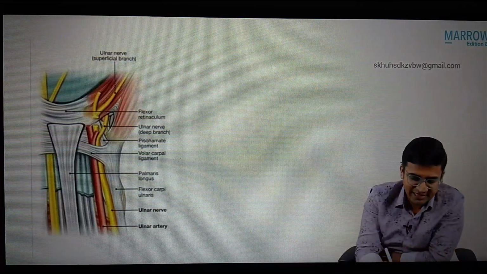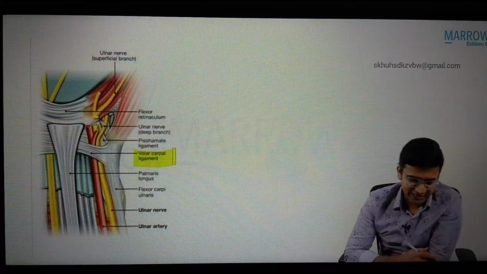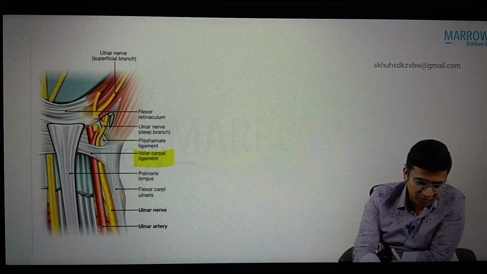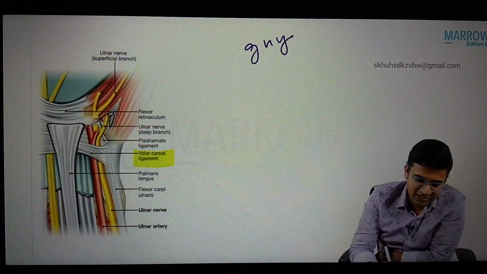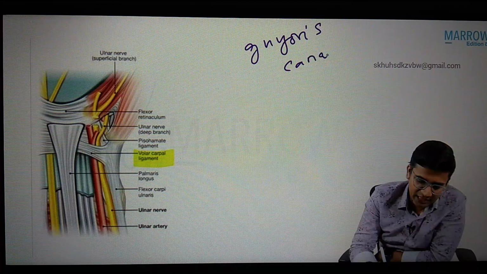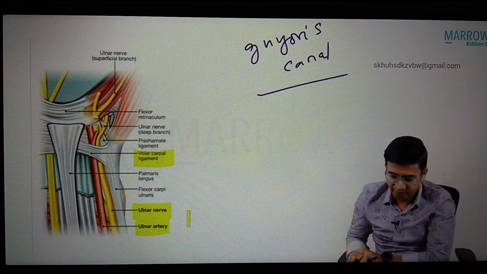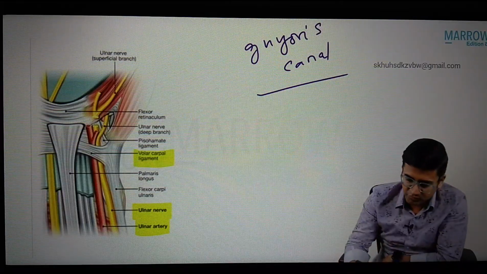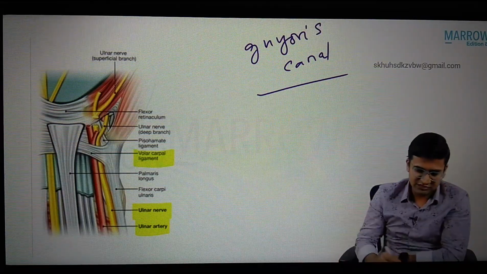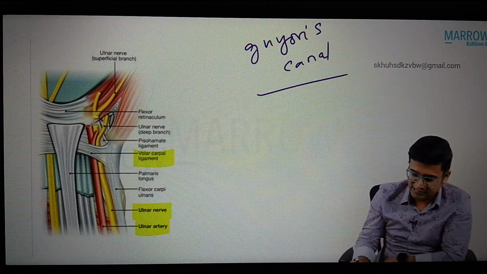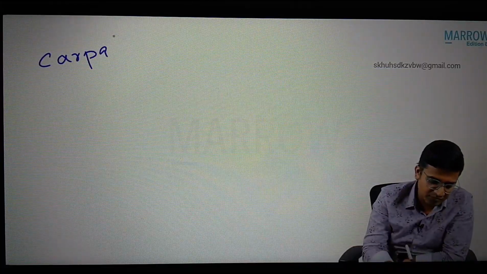Okay. Right. Now this diagram. Now in this diagram, yes, we are seeing the volar carpal ligament. So above the ligament, yes, we have a Guyon's canal and ulnar artery and ulnar nerve. They are passing through Guyon's canal. Fine. Right. So now we're going to discuss one applied, that is our carpal tunnel syndrome.